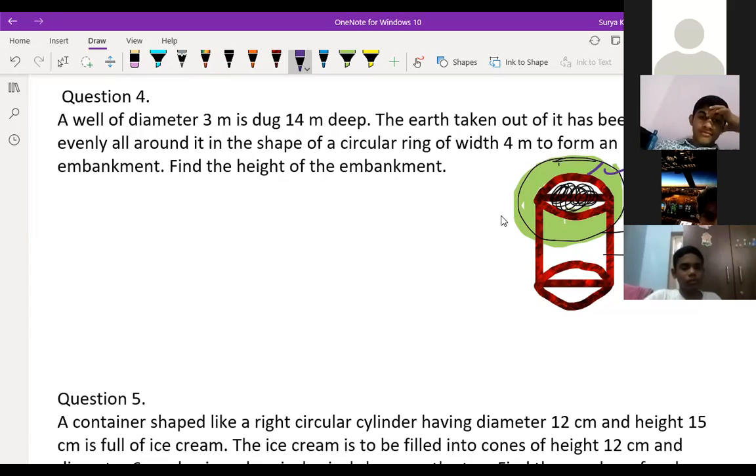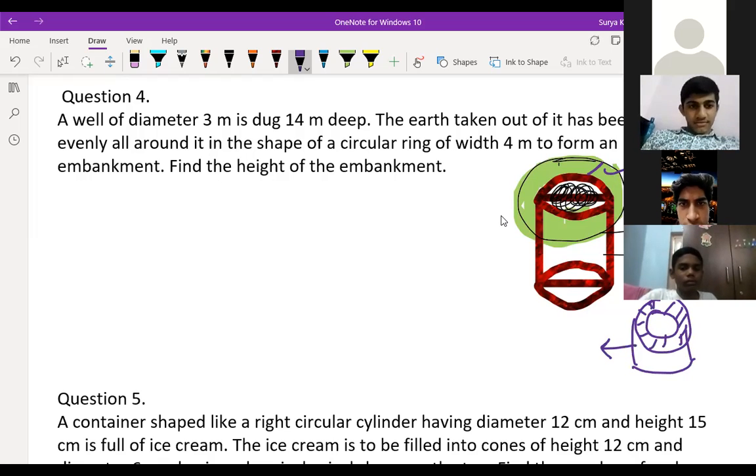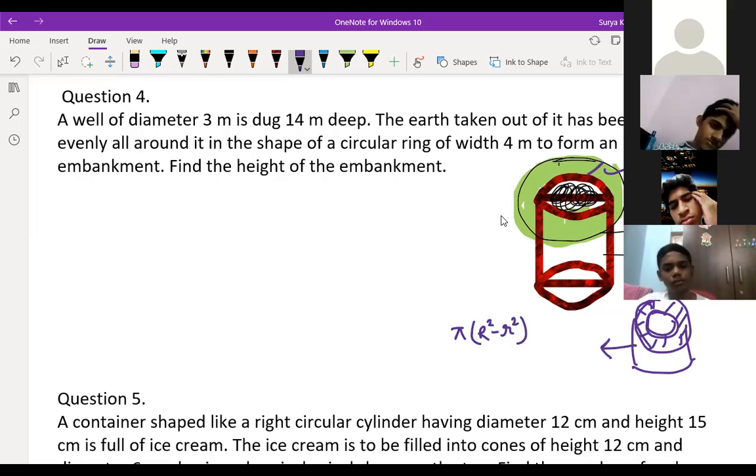Now see, children, try to understand this embankment. The well will be inside, and the embankment will have some height. Correct, children? What is the volume of this embankment? First, capital R squared minus small r squared. So we can write pi R squared minus pi r squared, which is the area of concentric circles. You know the area of concentric circles.